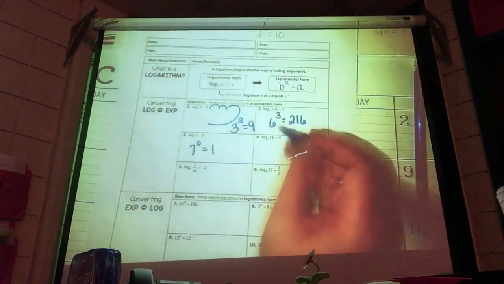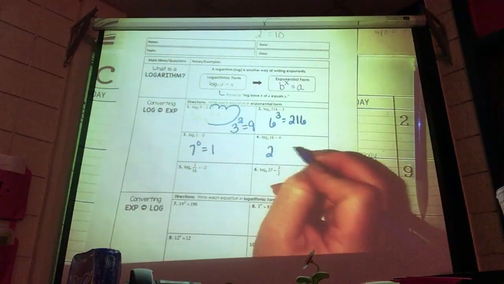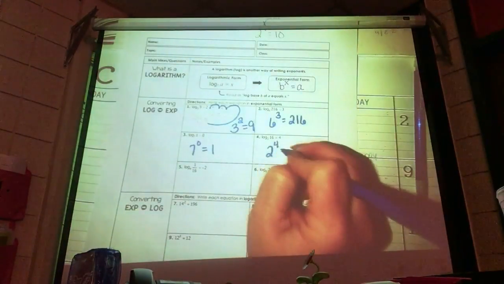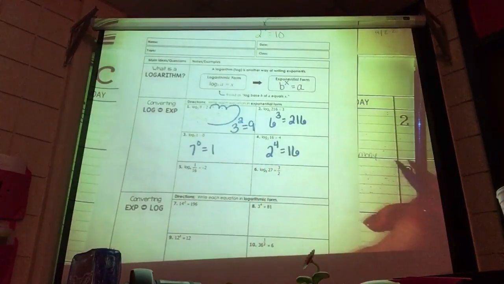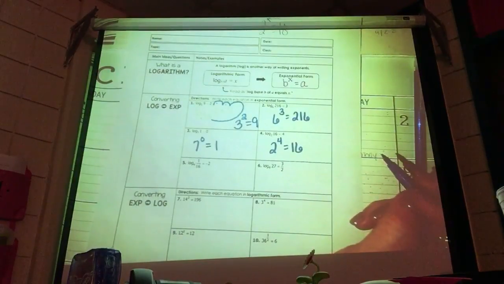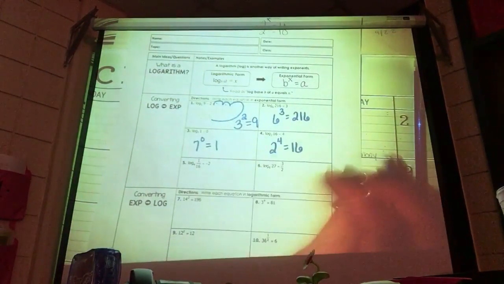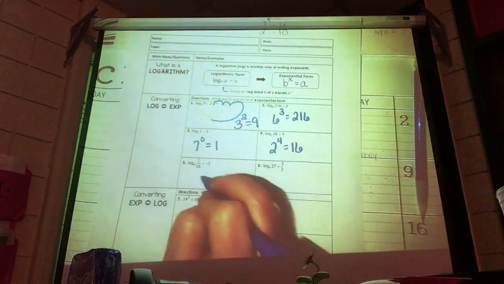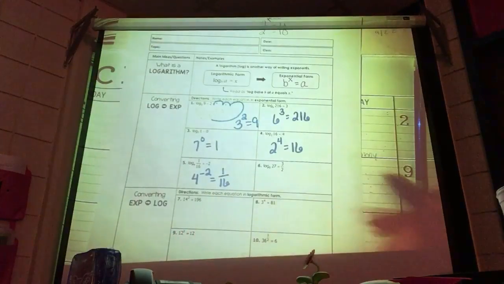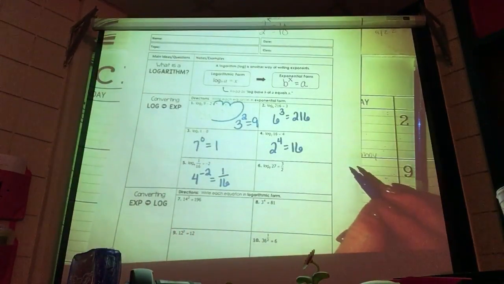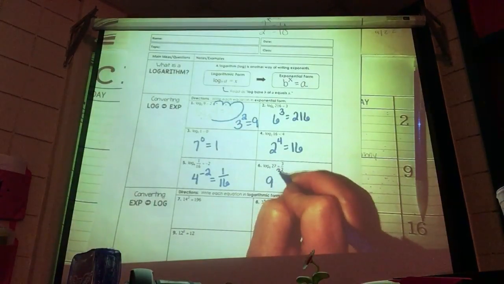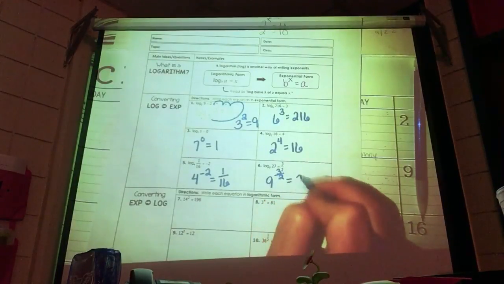All right, for number 4. 2 to the 4th is equal to 16. Can you have a negative exponent? Yes, sir. I like that. All right, number 5. I have 4 to the negative 2 is equal to 1 over 16. And number 6, I have 9 to the 3 over 2 power is equal to 27.